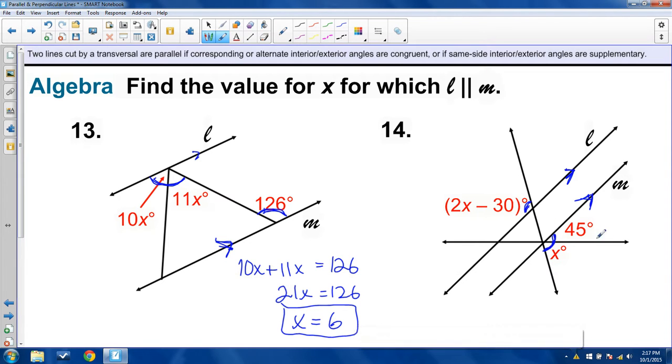And if you ignore this line completely and just look at these 2 parallel lines and this transversal, you're looking at alternate exterior angles, and alternate exterior angles are also congruent. So if I create an equation, it would be 2x minus 30 is equal to the sum of these 2 angles, x plus 45. And solve for x, subtract x over, and add 30 over. You're going to get x equals 75. And there you are. So again, it's really a matter of trying to remove lines that are unnecessary for you to make sense of what angle relationships are being formed and what math you want to use.